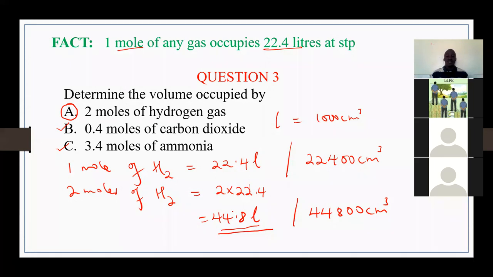Sometimes you will not need to do all this working. Yes, what do you get? 8.96 liters for B. Okay.